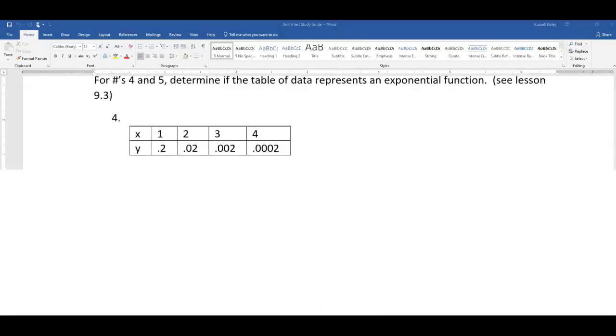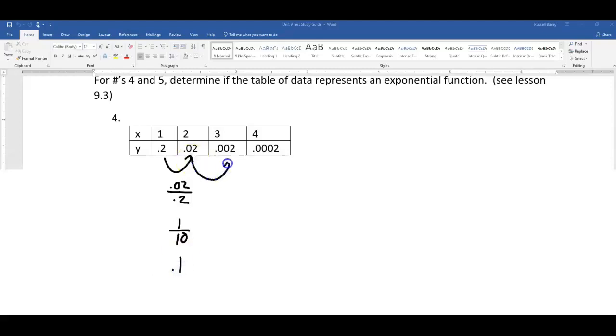For numbers 4 and 5, we're being asked to determine if the data represents an exponential function. The way we could see that is based on what exponential functions are. Exponential functions are functions where consecutive y values increase by a common multiple. Looking at the y values, the question is, if I divide 0.02 by 0.2, what do I get? Well, I believe that would be 1/10, if I'm not mistaken, or you could say 0.1 if you want to think of decimals.